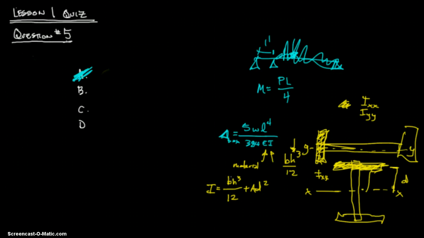And you do the BH cubed over 12. And the BH cubed over 12 is going to be larger for this web than it is for the web's AD squared, because D equals 0. Since the centroid of that web is at the neutral axis, D equals 0, so you just have BH cubed. But you'll see the BH cubed of this web is still pretty darn low compared to the AD squared of those flanges. And work it out.